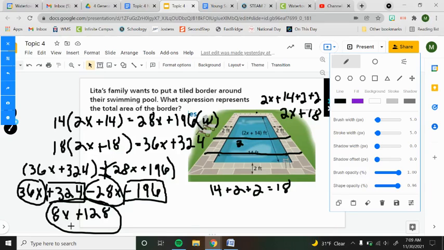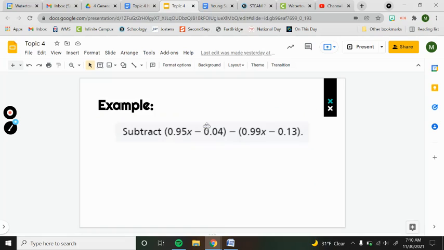This is a very long problem. What I really want you guys to get out of this is the idea of making an expression and then simplifying it. Okay? This one would be one that we would take a lot of time on if I was with you, and we can go over it again tomorrow if needed. Okay? All right.